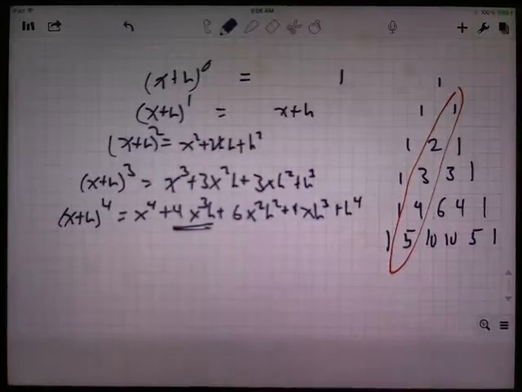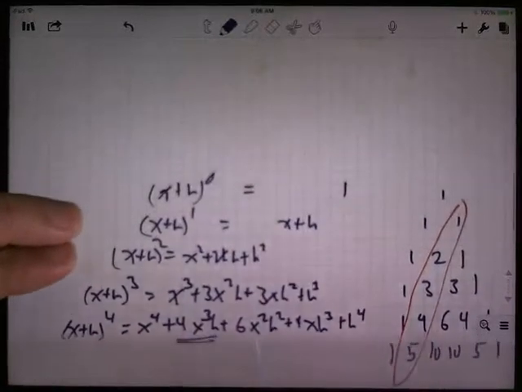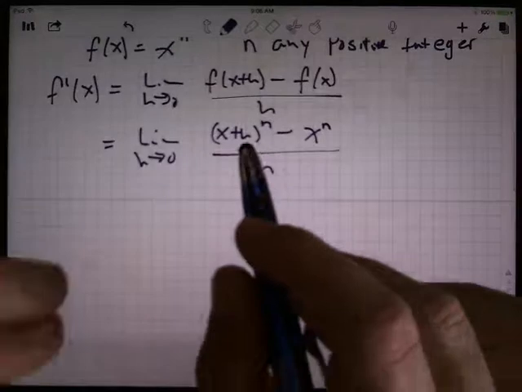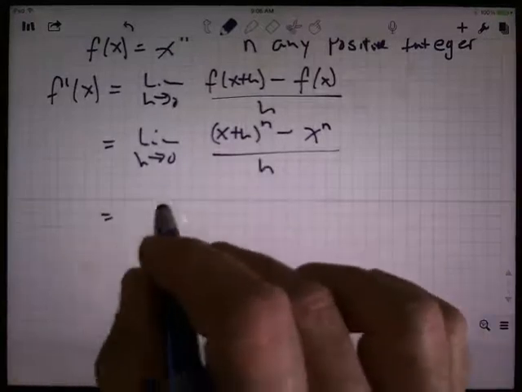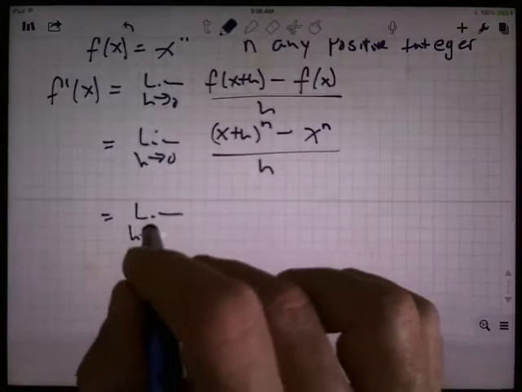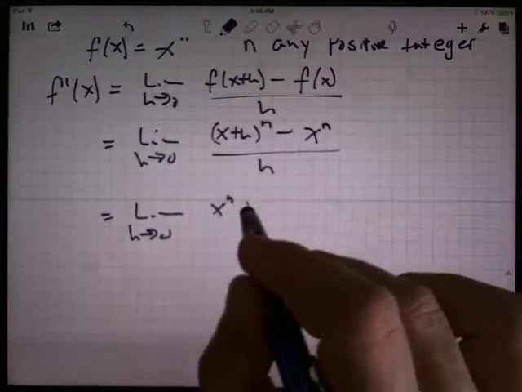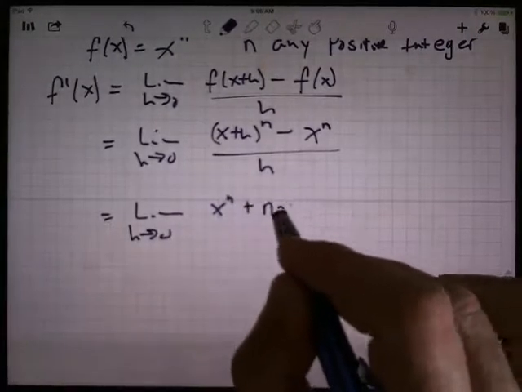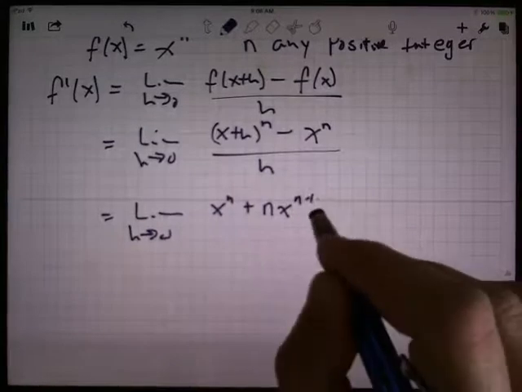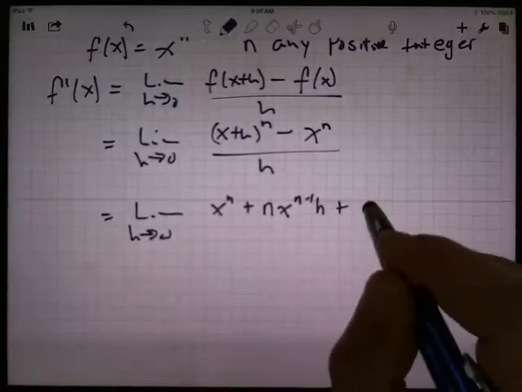Okay. So the thing that I want to do is I want to come back up here and say, okay, so when I multiply that out, this is going to look like the limit as h goes to 0. There's going to be an x to the n, and then there's going to be a plus n times x to the n minus 1 times h, plus a bunch of stuff.